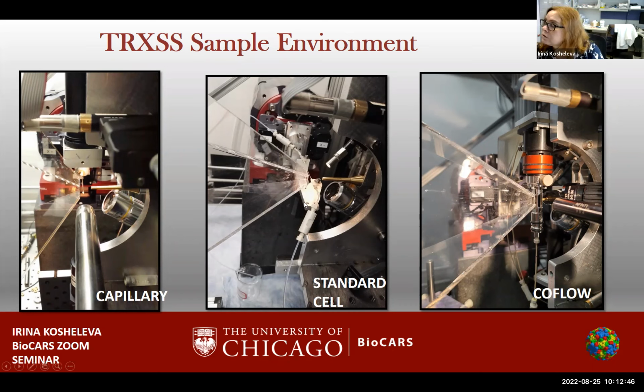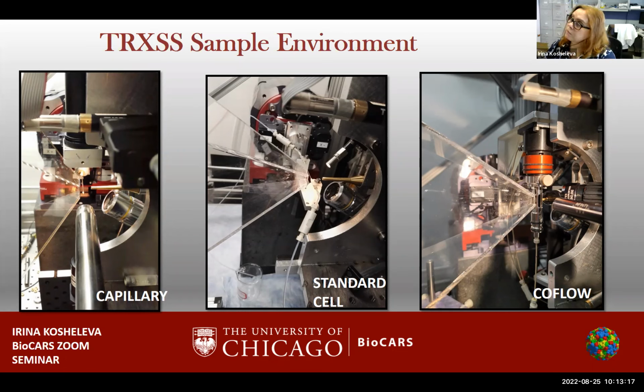I think one of the first samples which was collected there was PYP. Right now we are using the standard cell, where the capillary is basically replaced by the flow cell. And we either can flow the sample while we collect the data, or a more standard way of doing measurements is to refresh the volume of the capillary between translations of the capillary.